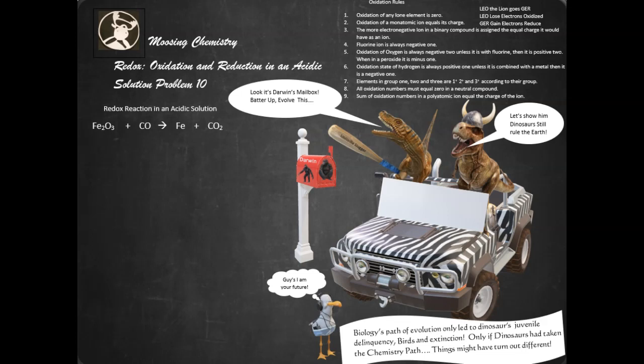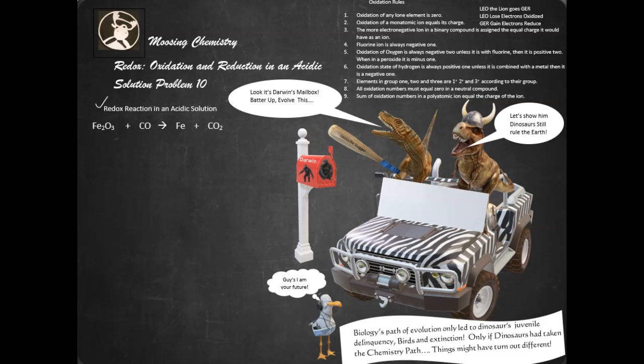This is redox reaction, oxidation reduction, in acidic solution, problem number 10. Here's our redox reaction in acidic solution: Fe2O3 plus CO yields Fe plus CO2. Now, we're going to do this in an acidic solution. The first thing we want to do is write down our half reactions.